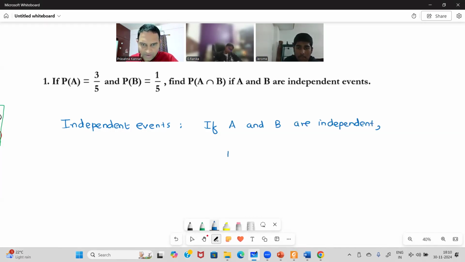Jerome, how can I write P of A given B? Not as the formula. The formula you know very well. What is P of A given B? P of A intersection B by P of B, sir. Correct. But I don't want the formula right now, I want it as a concept: P of A given that B has already happened. I will give you one example, okay, Jerome?